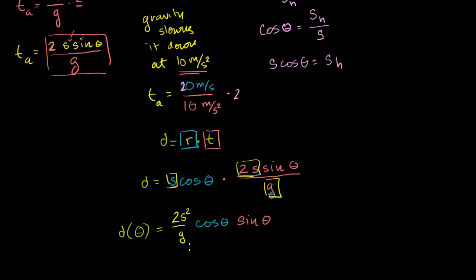So now we have a general function. You give me an angle that I'm going to shoot something off at, and you give me the magnitude of its velocity, and you give me the acceleration of gravity. I guess if we were on some other planet, who knows? And I will tell you exactly what the horizontal distance is.